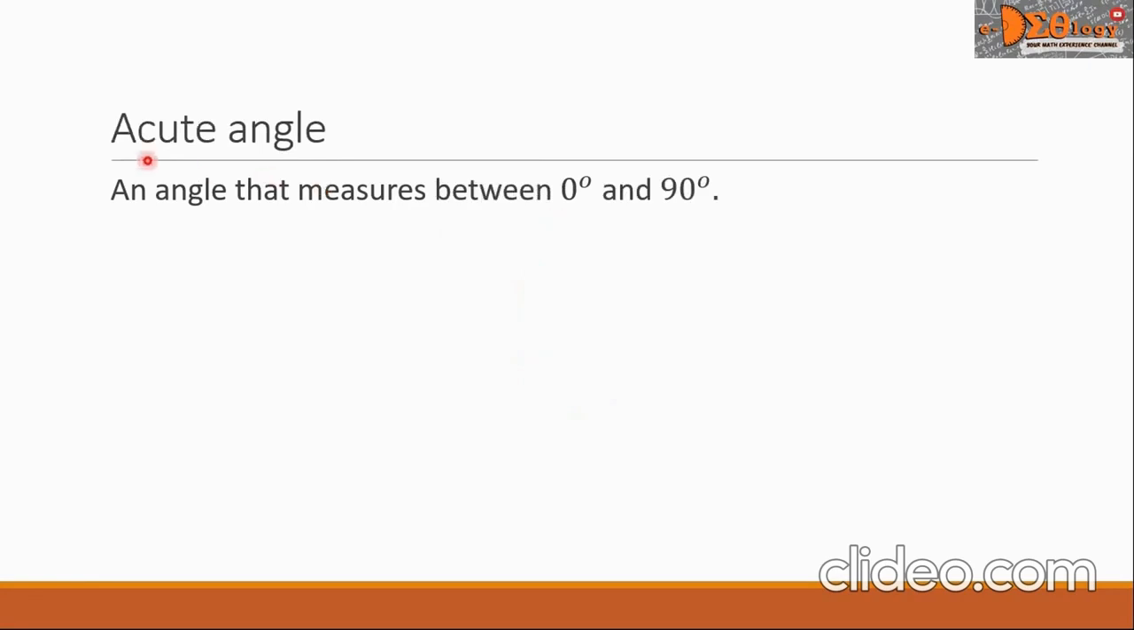The next angle is acute angle. It is an angle that measures between 0 degree and 90 degrees. This is a picture of an acute angle. Some examples of acute angles are 30 degrees, 45 degrees, and 60 degrees.